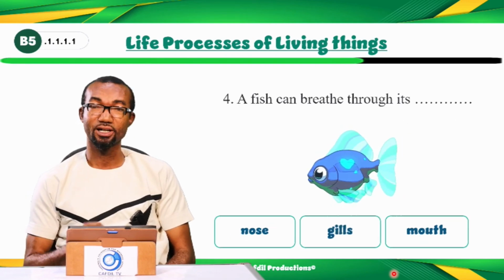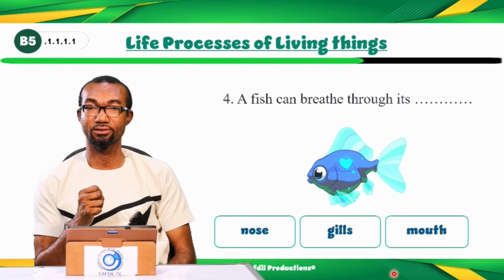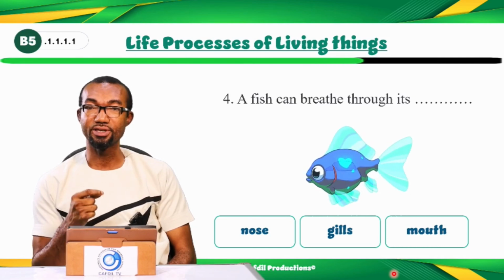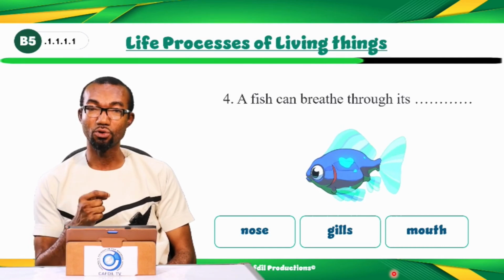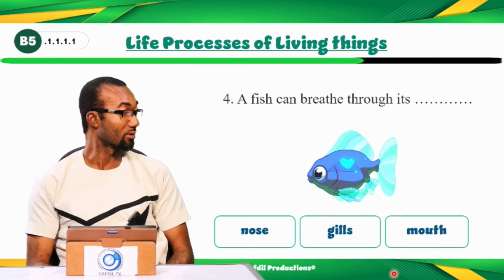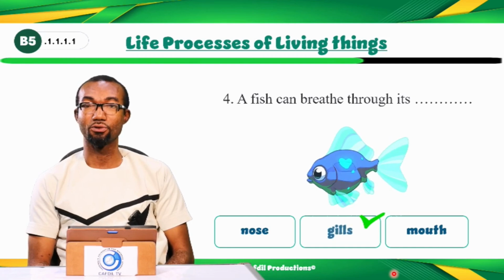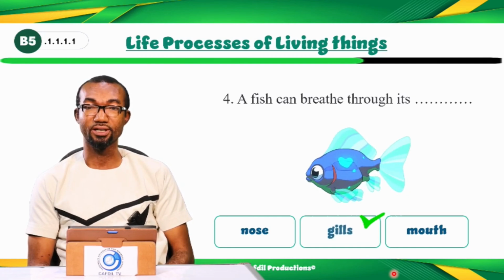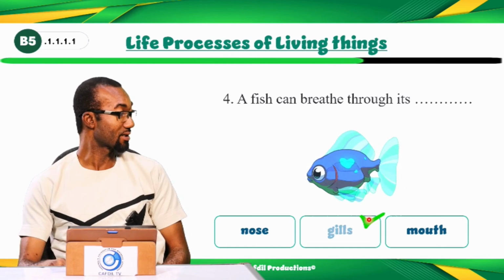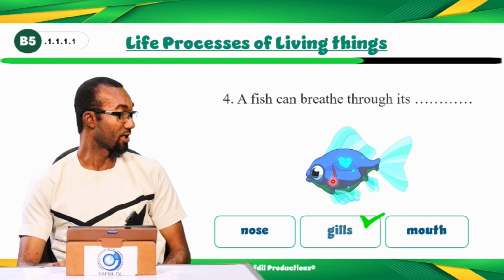4. A fish can breathe through its, they have nose, gills, and mouth. Good, the answer is gills. So fish breathe through its gills. And the gills are located at this place. As you see, it's red in color. It's located at this place where you see it opening and closing.